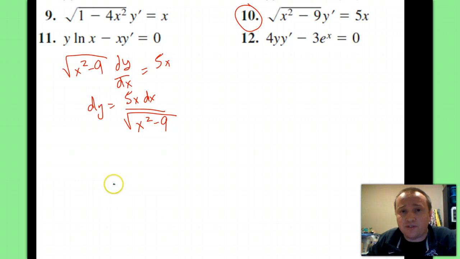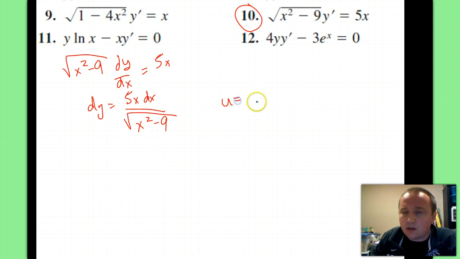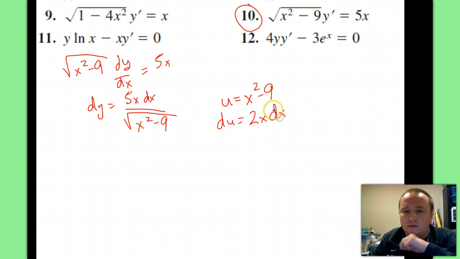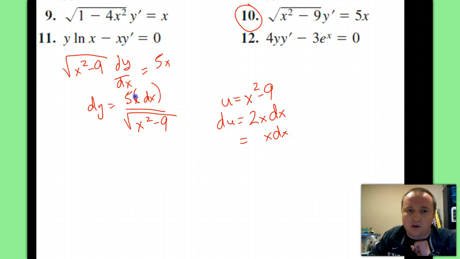Here's what I'm thinking. I've got an x squared on the bottom, I've got a 5x on top. But what's the derivative of x squared? That x up there. So I need to do a u substitution, because we're going to use the idea that the derivative of one of the things helps me. So u equals x squared minus 9, so du equals 2x dx. Since I see an x dx over there, I'm going to solve this for x dx. So I get du over 2 equals x dx.